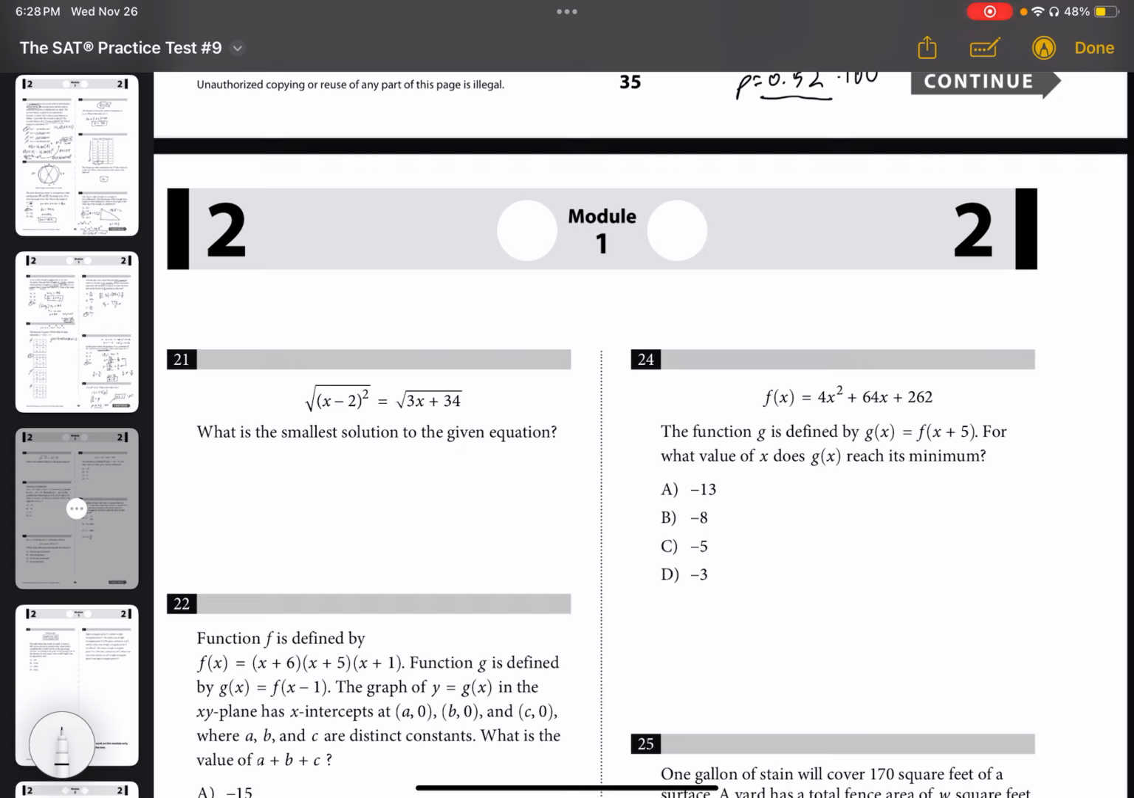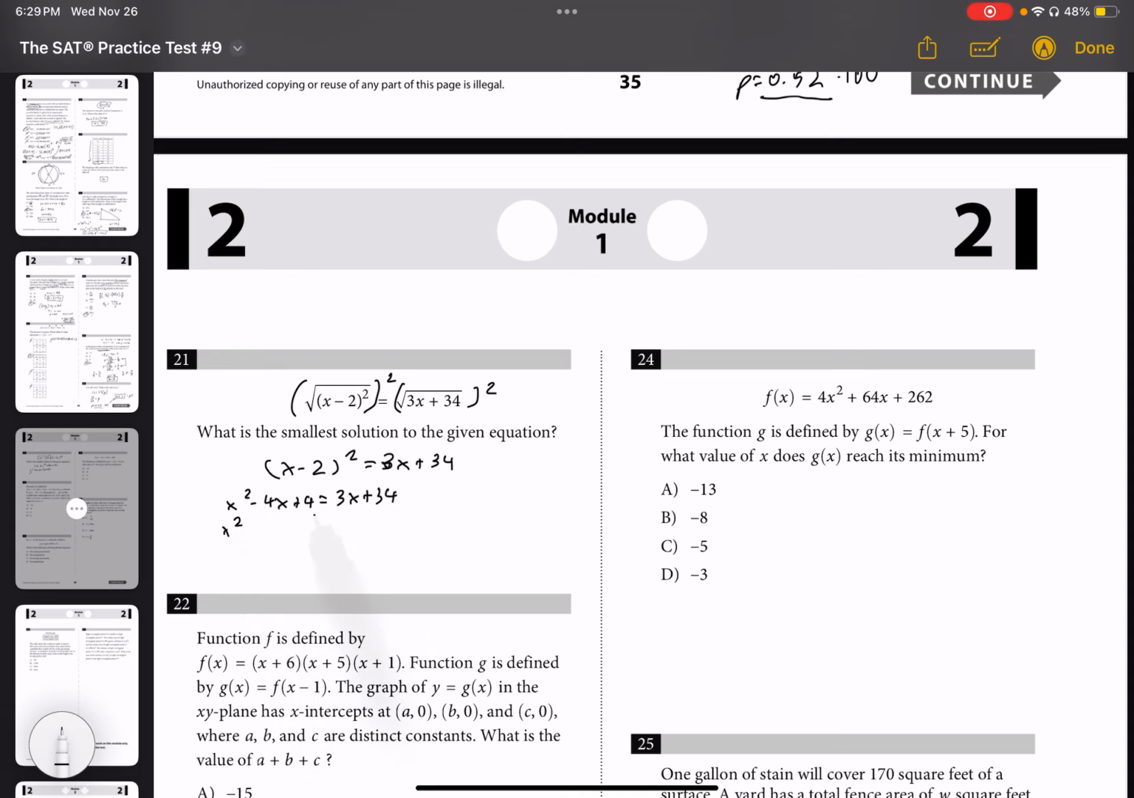Question 21, what is the smallest solution to the given equation? So I would say the easiest way to do this is to raise both sides to the power of 2. So you get x minus 2 squared is equal to 3x plus 34. And then you distribute, move everything to one side, so you get x squared minus 4x plus 4 is equal to 3x plus 34.